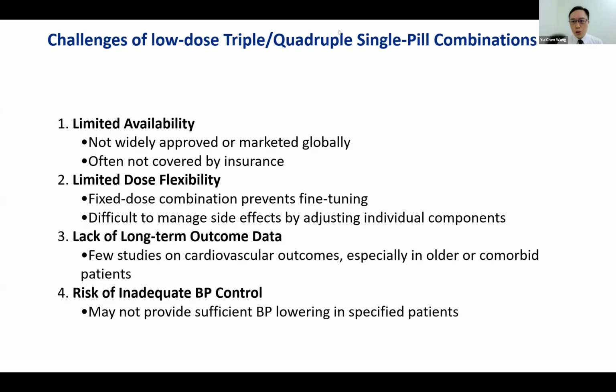Thank you for Professor Hoshide's excellent talk. I think that you also provided very comprehensive data from Japan to show the efficacy of quadruple therapy with a single pill to improve blood pressure control in Japan. Are there any comments from the floor or from the chairperson, Professor Uno?